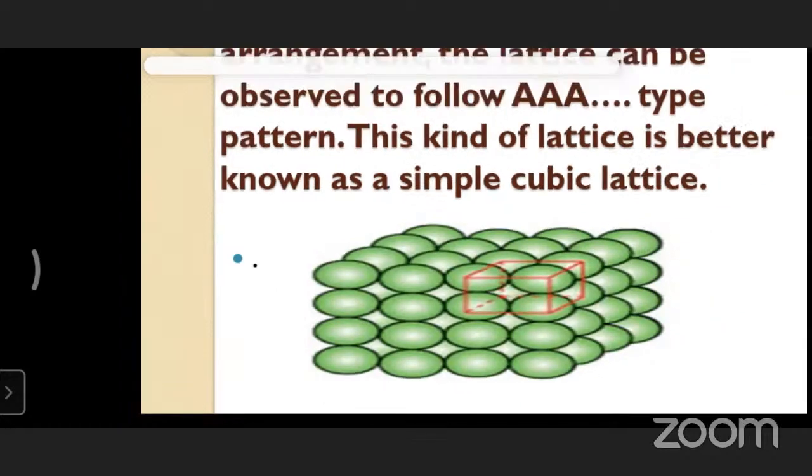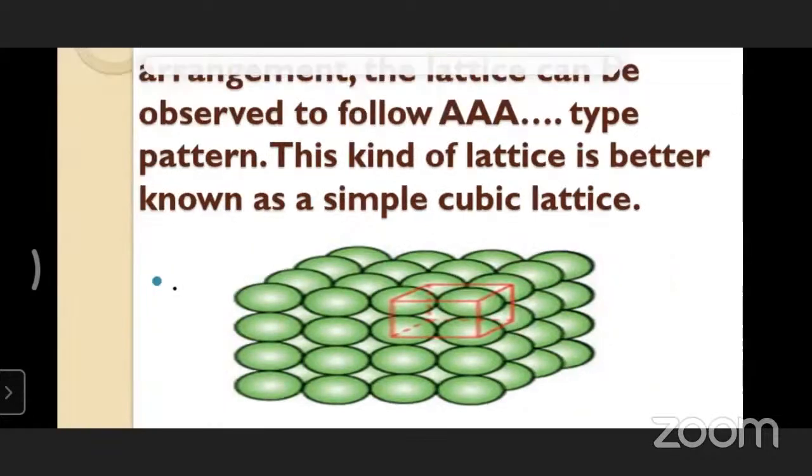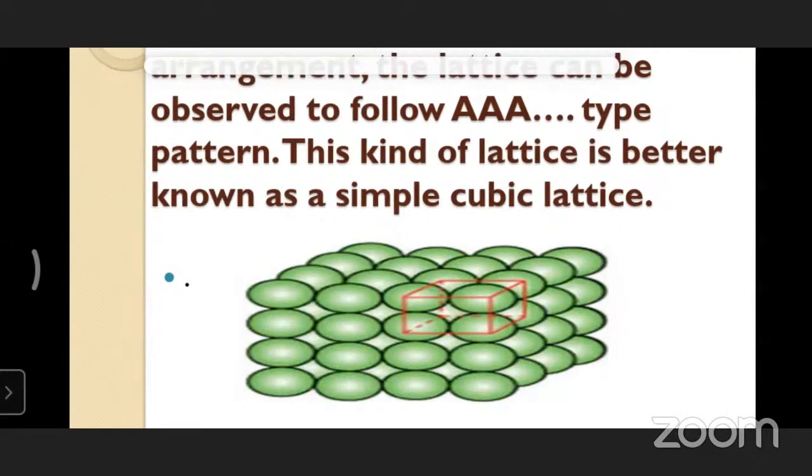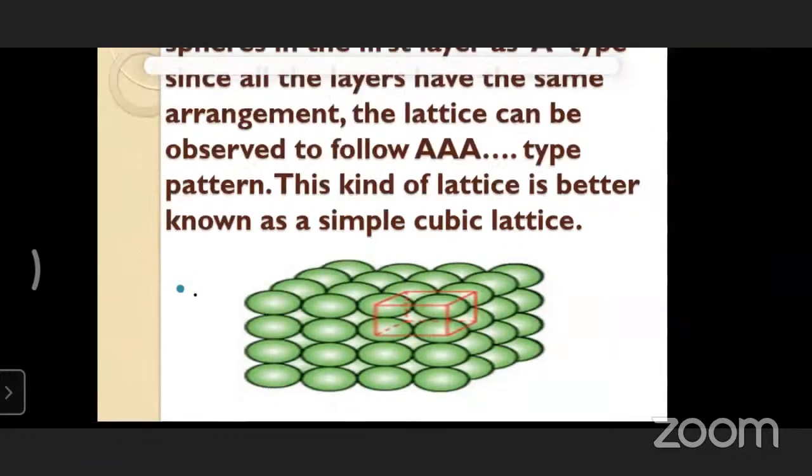The arrangement here we call A, in X direction, Y direction and Z direction. Upon one layer, another layer will be there, and upon that, another layer will be available. This is called a three-dimensional layer arrangement.